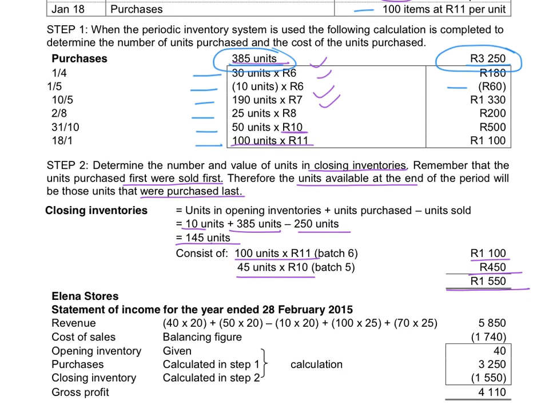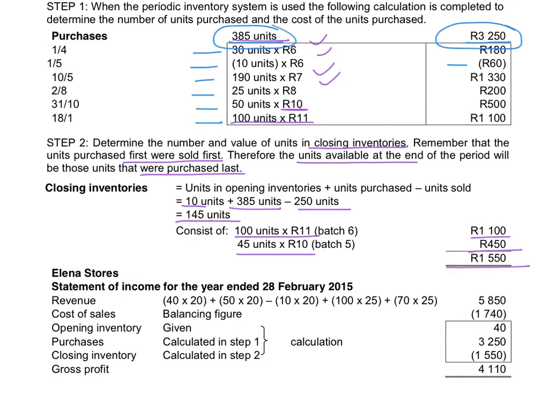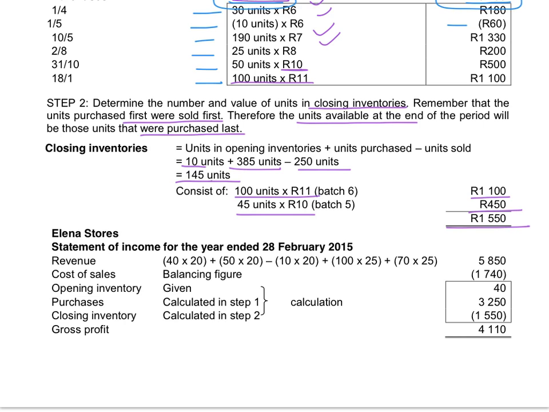1,550 Rand. If we look at the statement of income that must be completed at the end of the year, I will look at the sales and say we've sold 40 units at 20 Rand, 50 units at 20 Rand. Then the debtors returned 10 units, so I must subtract it. Then we sold another 100 units at 25, and we sold 70 units at 25. So the total value of my revenue, if I calculate all those figures, will give me 5,850.